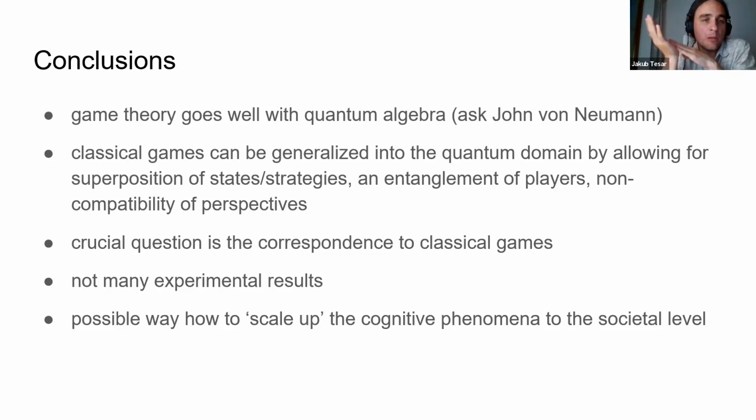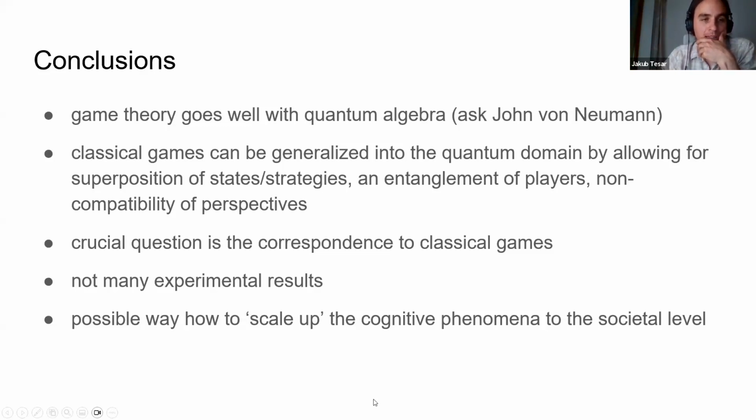The papers that have been published show that classical games can be generalized into the quantum domain by allowing either superposition of states or strategies, or entanglement of the players. And the crucial question, at least according to me, is how much does it correspond to the classical games? So whether we are actually solving the same game or we are introducing a new category or class of games. There are not many experimental results, so lots of space for PhD projects if you want.